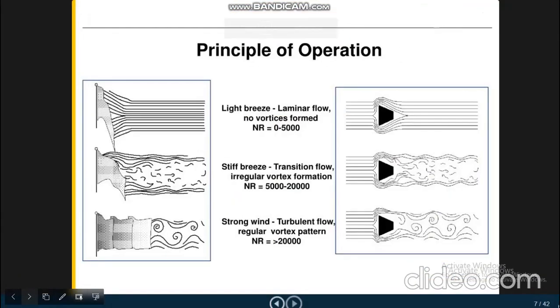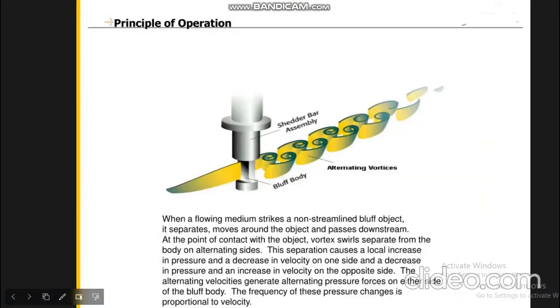So again, from the topic, we'll start the principle of operation of this vortex flow meter. First of all, we have to understand the principle, how it operates and how it functions. Again, we have to understand the definition of a vortex flow meter.